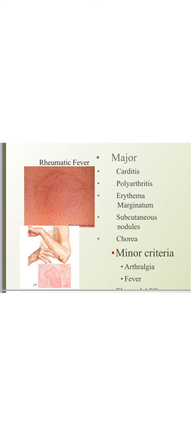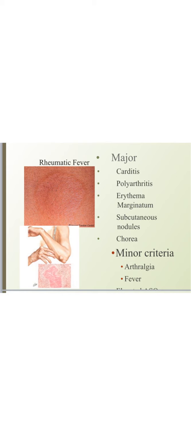And chorea, these are those sudden, irregular movements of the extremity. You might see facial grimaces. You may have speech disturbances. They can have weak muscle tone, things like that. Minor criteria, I apologize that these were cut off. They should be on your slides. Arthralgia, fever, elevated antistreptolysin O titers.